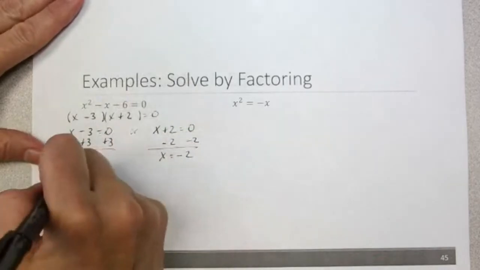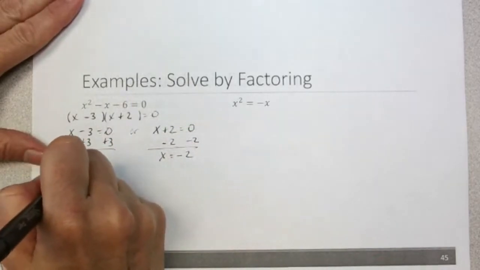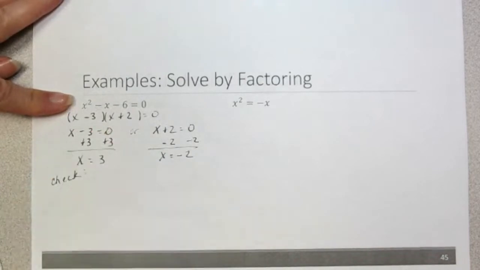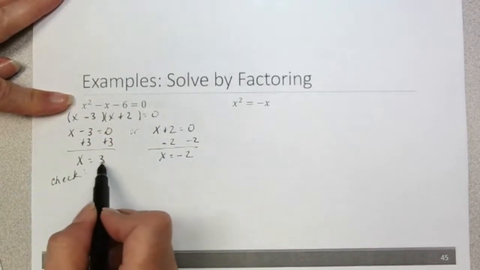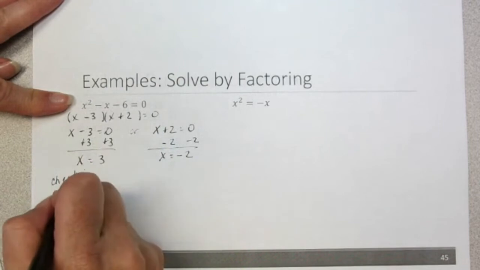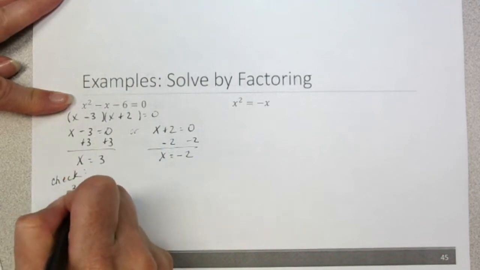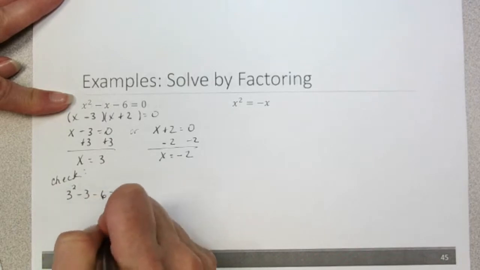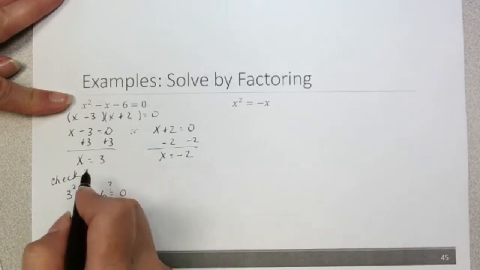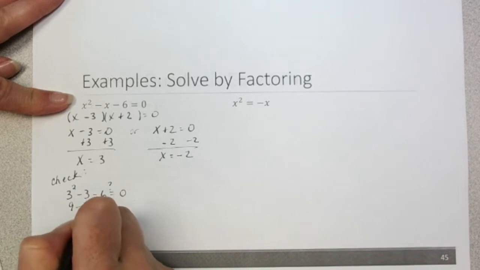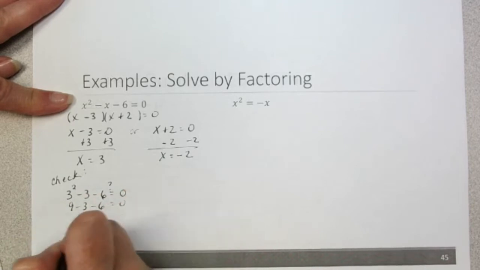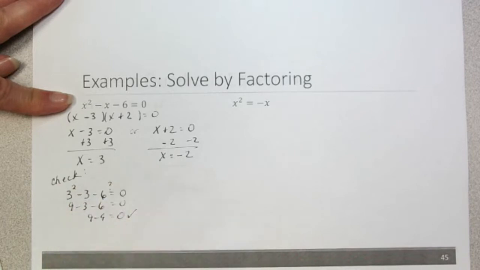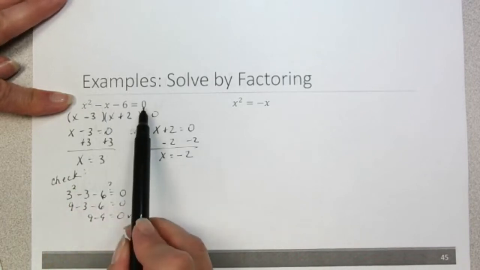We should always check the answers just to make sure. How do we check those answers? I'll just plug them back into our original equation and make sure they're true. So if x equals 3 and I plug 3 in for x, then 3 squared minus 3 minus 6 should equal 0. Does it? Well, 3 squared is 9, and of course, 9 minus 9 is 0.